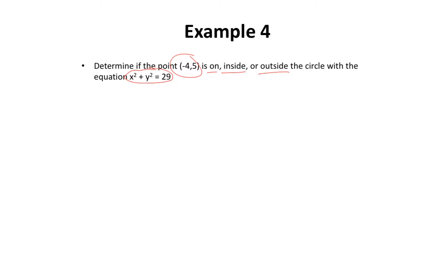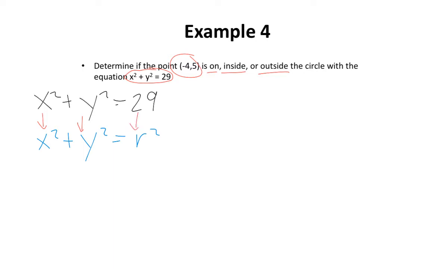Before we begin, let's analyze the equation of the circle that's given. So the equation is x squared plus y squared equals 29. Just like a previous question, we know that the general equation of a circle is x squared plus y squared equals r squared. Therefore, these terms are exactly the same, these terms are exactly the same, and these terms are actually equal. So that means r squared is equal to 29. And when I square root both sides to get rid of the exponent of 2, the radius turns out to be the square root of 29.